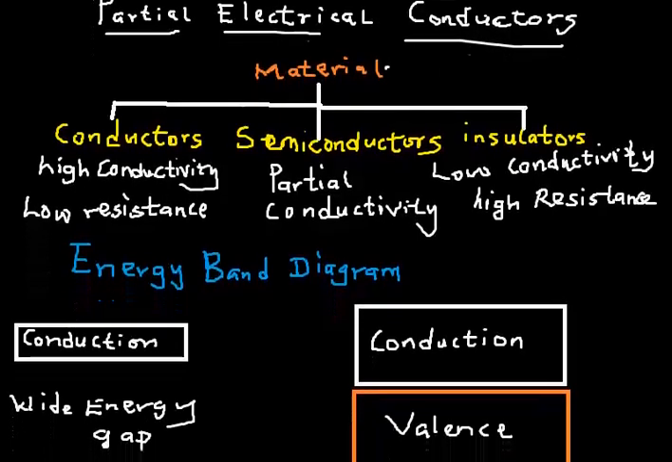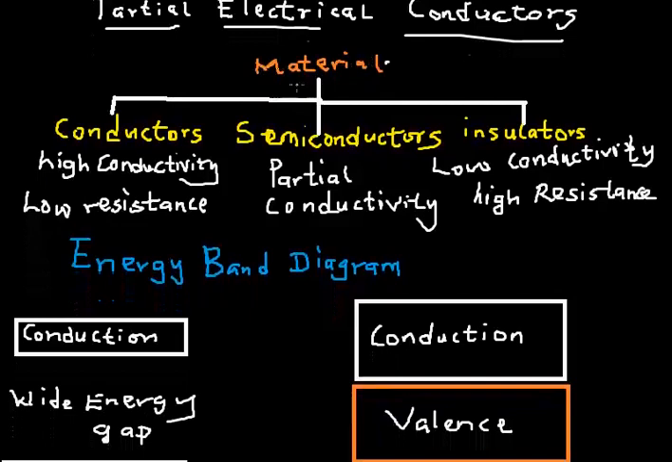So here comes the classification of materials. Based on electrical conductivity, we can classify materials into conductors, semiconductors, or insulators. Conductors are those materials that have high conductivity of electricity. Basically, they are metals that offer free flow of current through them. Why do they offer free flow of current? Because they have low resistivity or low resistance.